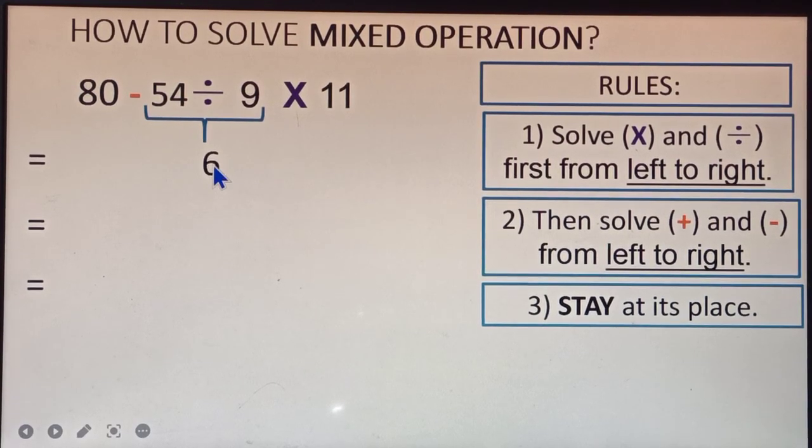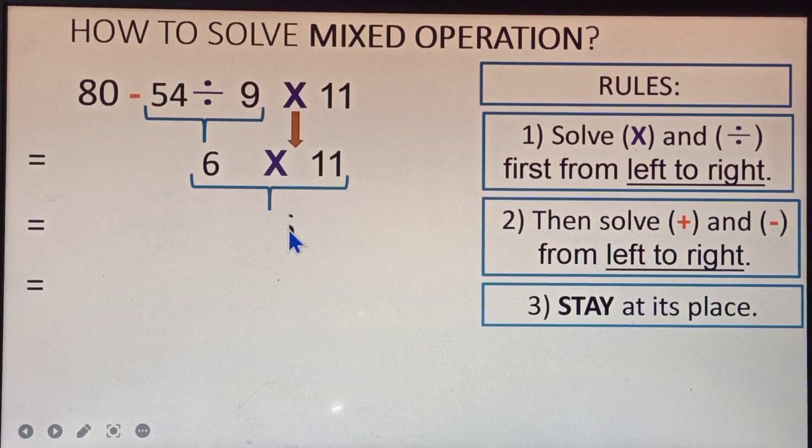Table 9, 6. Then, so yang belum diselesaikan minus dengan multiply. Belum diselesaikan. So which one the next we solve? Yes, multiply, isn't it? So you just bring down next to 6. So 6 times 11. So 6 times 11 is equal to 66, isn't it? And then what is the last operations that we have to solve? Step yang seterusnya, rule number 2.